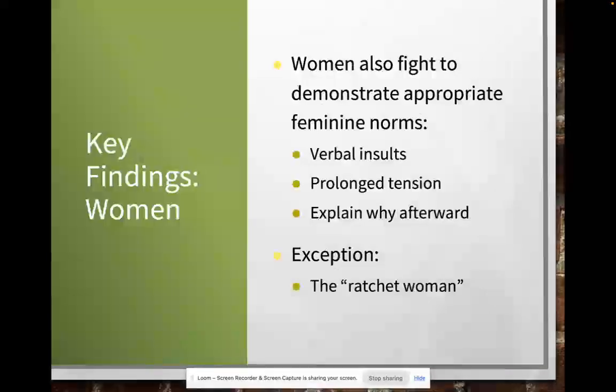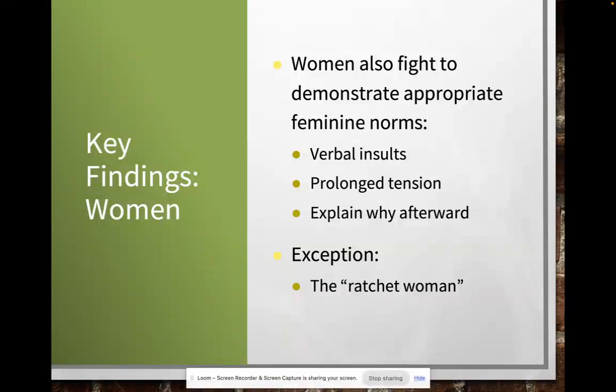And then I also have findings about women. So women are also fighting to demonstrate appropriate feminine norms. In fact, they often had to justify and explain their participation in these physical fights because it's not seen as this sort of historical way to do femininity.